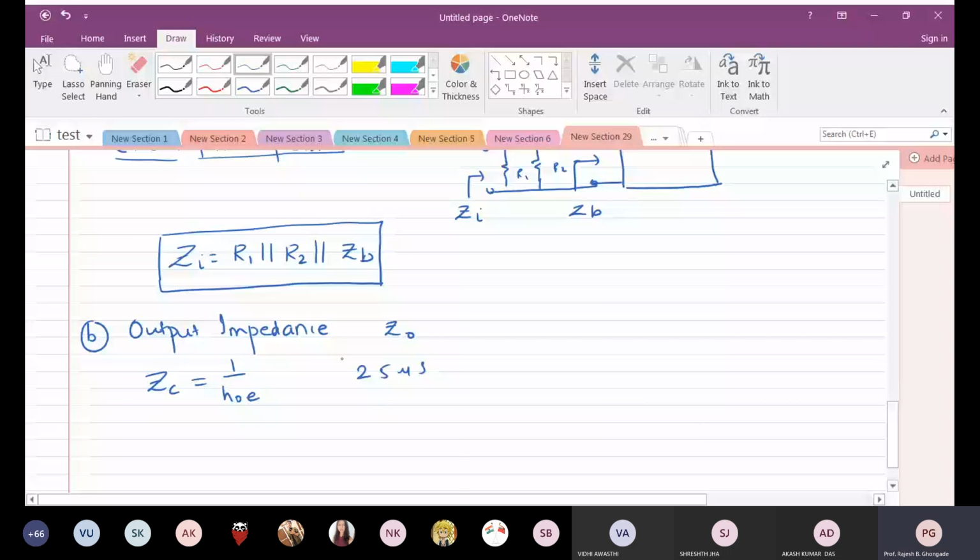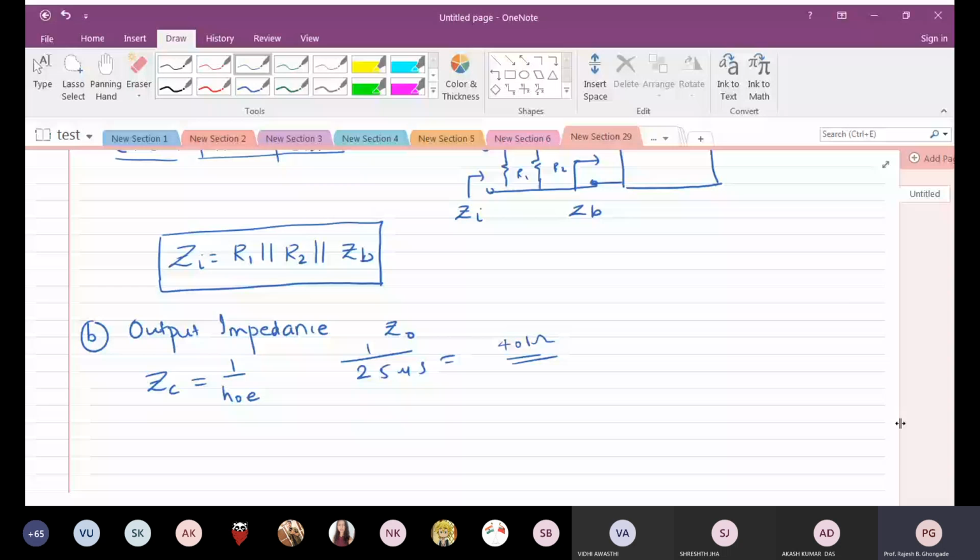This will be a large value. You getting it? This will be a large value. To be more precise, I think it will be 40 kilo ohms. Yes, sir. 40 kilo ohms is a large value. Okay, so ZC is nearly a high value resistor, which is 40 kilo ohms.